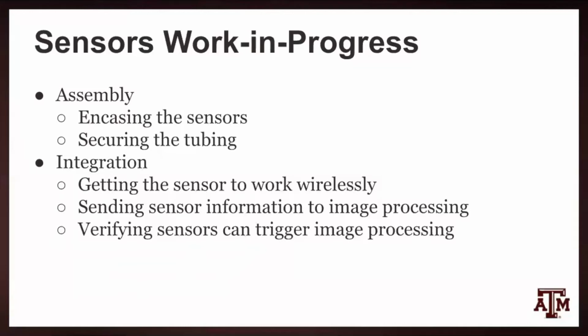We also need to get the sensor to work wirelessly. We didn't want to focus on that until we had the sensor software working. We'll need to purchase an additional module for the Arduino. It costs about $7, so we'll get started on that. And then in the next weeks, as we begin integrating our separate tasks, the sensor information will need to be sent to image processing so that it can be triggered. And then that's it.